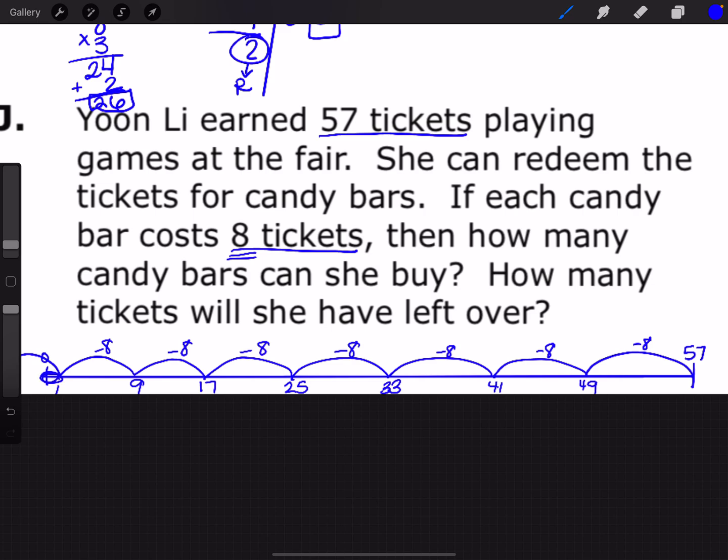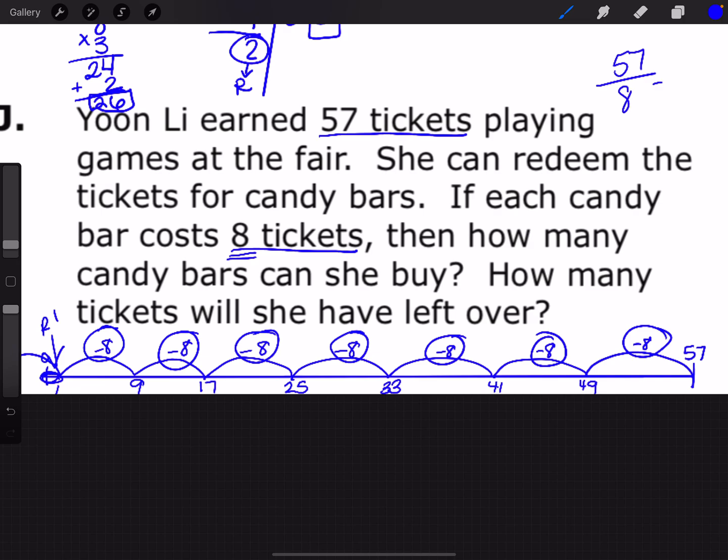We need to figure out what this space is right here. So 0 to 1 would be 1. So our remainder is 1. But we jumped back 1, 2, 3, 4, 5, 6, 7 times. So 57 divided by 8 equals, let's count again, 1, 2, 3, 4, 5, 6, 7, remainder 1.